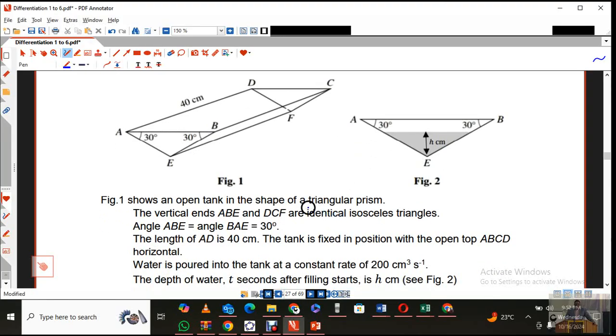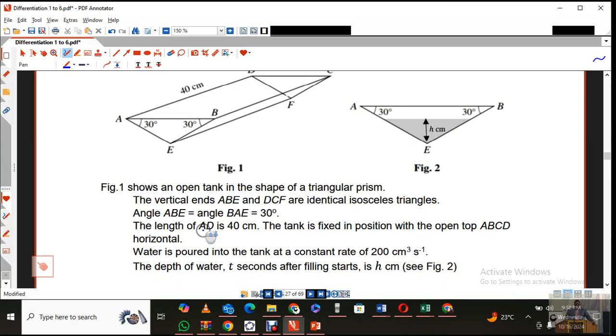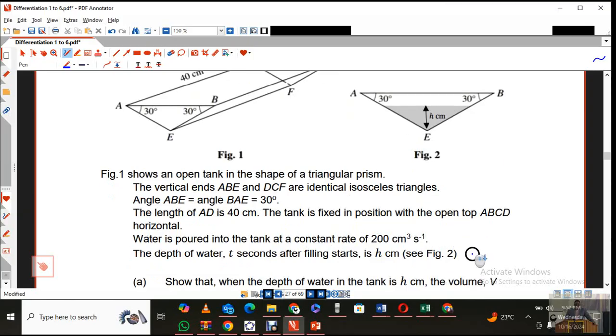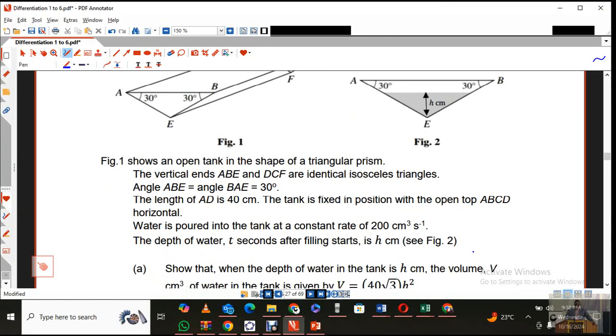We are moving. The figure shows an open tank in the shape of a triangular prism, as you can see. The vertical ends ABE and DCF are identical isosceles triangles. Angle ABE equals angle BAE, which is 30 degrees respectively. Length of AD is 40 centimeters. As you can see, the tank is fixed in position with the open top ABCD horizontal. Water is poured into the tank at a constant rate of 200 cubic centimeters per second, that is dV dt.